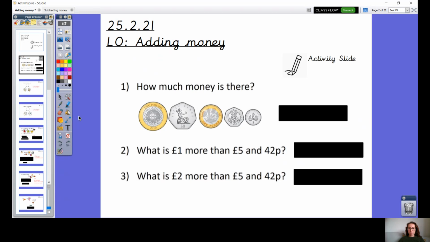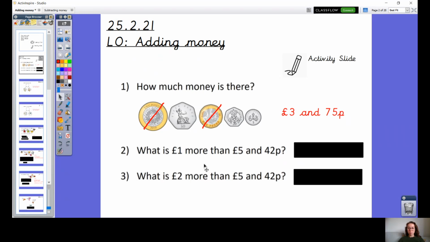Well done. Okay, so today we're going to be adding money. So let's get our brains warmed up. Number one, how much money is there? Do you remember how it's really handy if we count the pounds first? 2, 3 pounds. There's 3 pounds. And now I'm going to count the pence. 50, 60, 70, 75p. Tick that if you got it right.